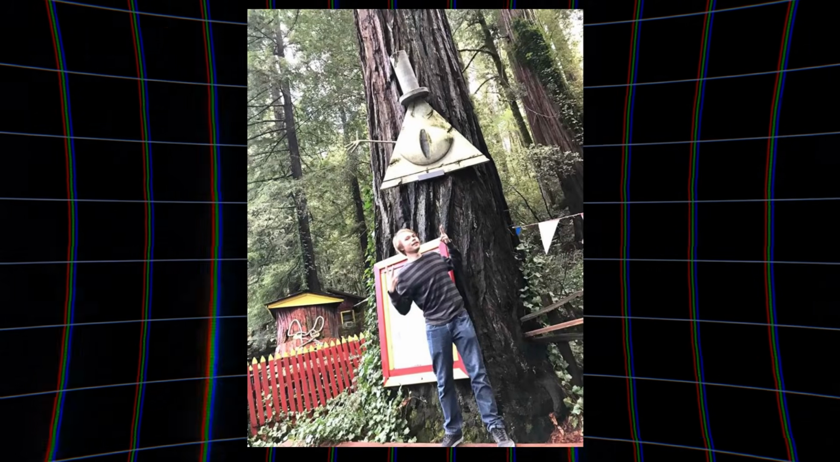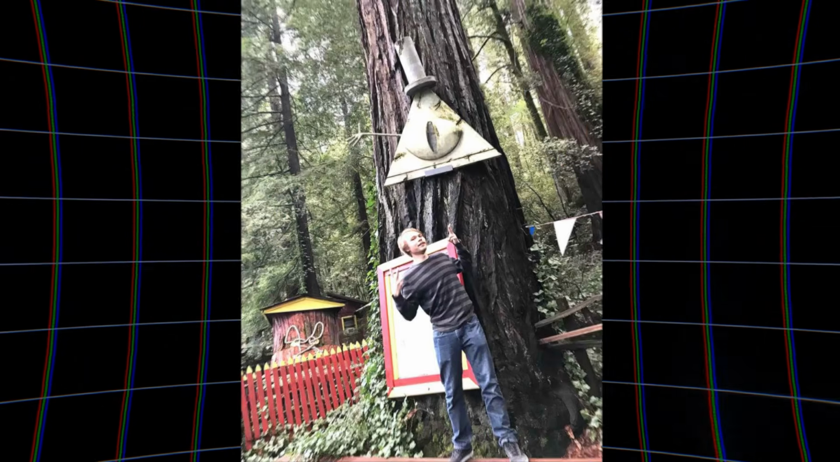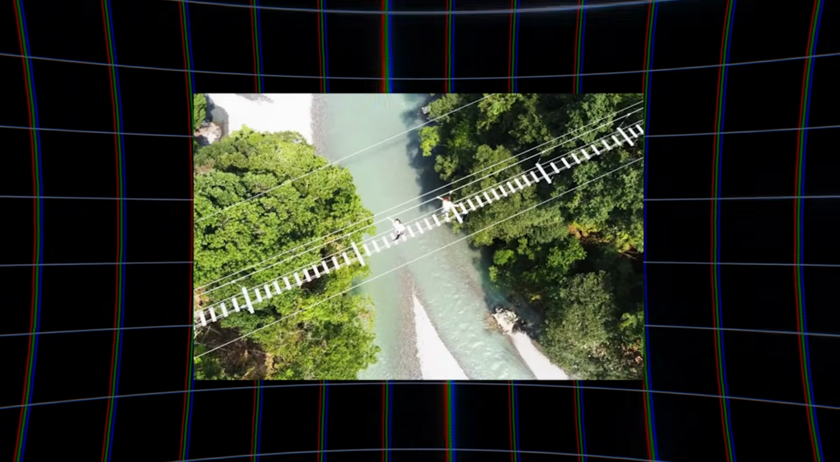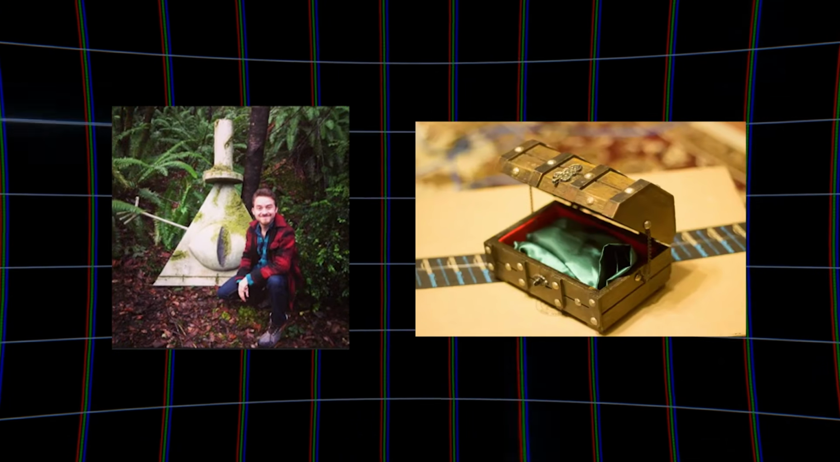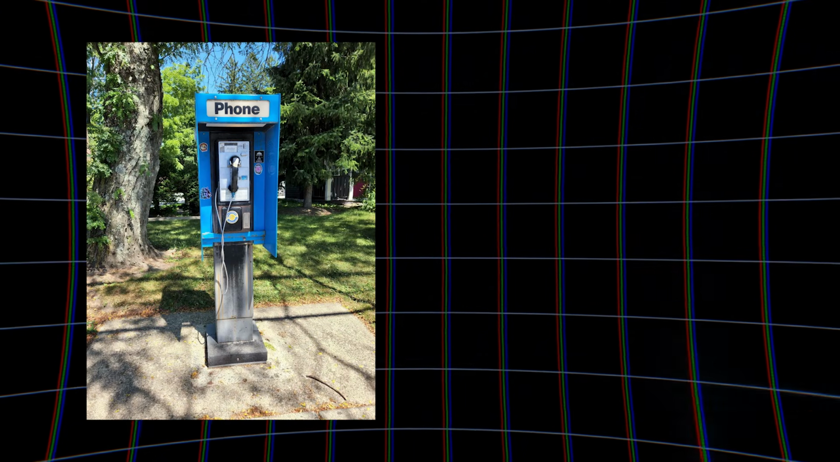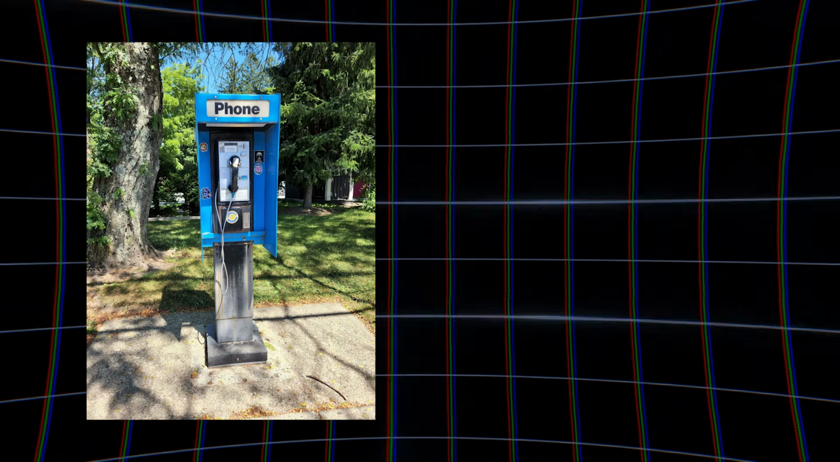Fans had to go to physical locations like a park in Russia or a bridge in Japan to find hidden clues. These clues were often buried in the ground or hidden in small boxes. One clue was even hidden inside a public phone in a small town.